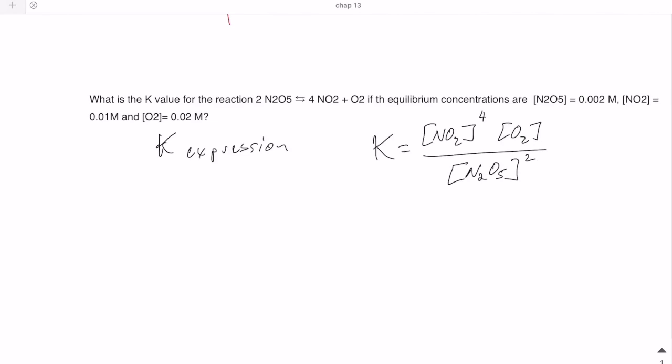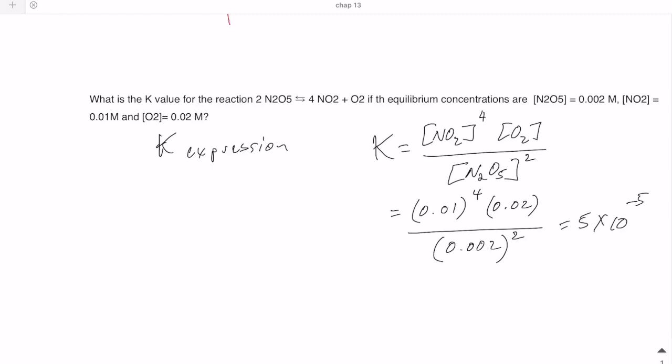Once we have that, then it's just a matter of substituting in the values of the equilibrium concentration of each of the species. So that would be 0.01 to the power of 4, and then O2 is 0.02, and N2O5 is 0.002, and that's squared. And really, at this point, you just go ahead and calculate it and find the answer, and the answer should be 5 times 10 to the minus 5. Now, one of the things that's important about the K value is that it's given as a unitless quantity.